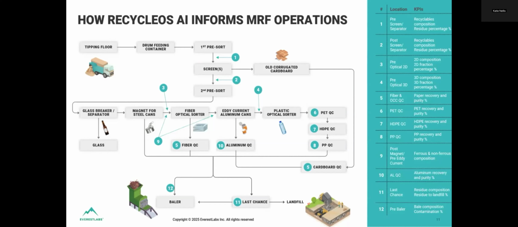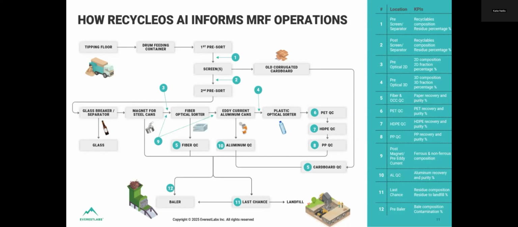So like if a drum magnet breaks and it's just spinning, but it's not pulling anything off, or if the eddy current angle needs to be adjusted, things like that. Bubble 11, this is your last chance. Your last chance or your residue line.